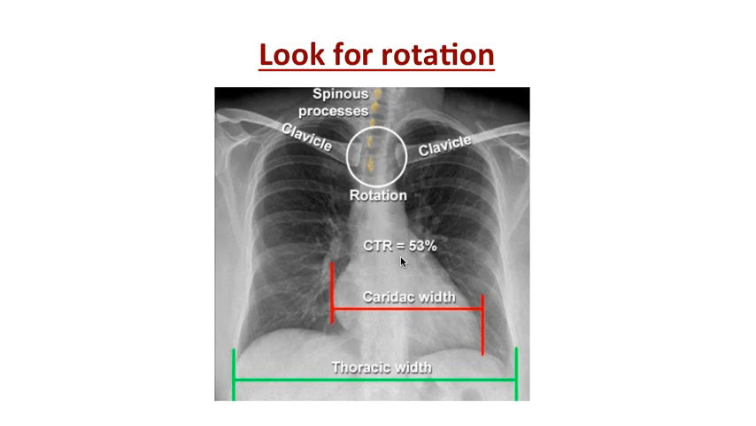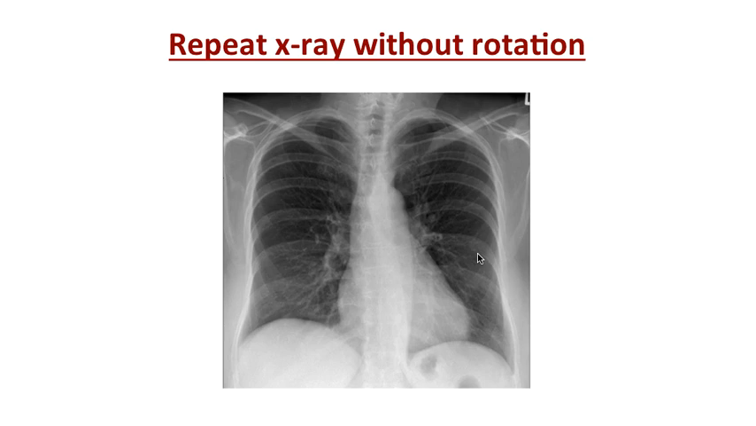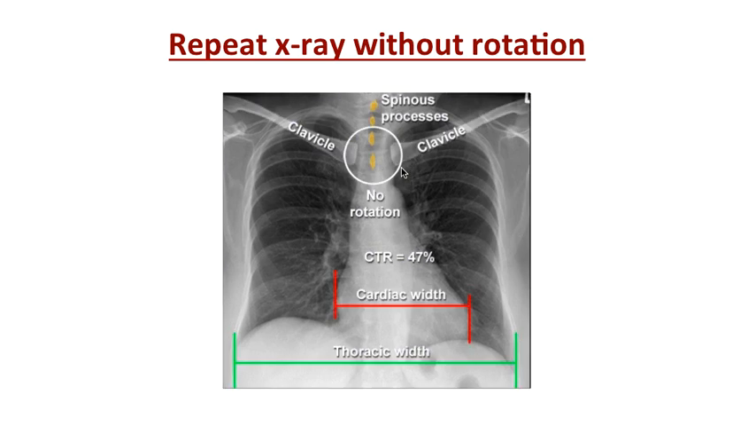If you calculate the CT ratio in this patient, it will come out to be 53%, which is suggestive of cardiomegaly. Now what we did, we repeated the X-ray without rotation in this patient. Now you can see the spinous processes are more in midline and the clavicles are now equidistant. And now if you calculate the CT ratio, it will come out to be 47%. So image interpretation will become very difficult, and you will wrongly interpret the signs if a degree of rotation is present in the X-ray film.